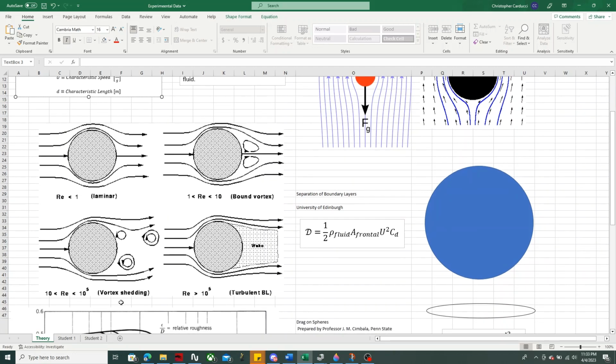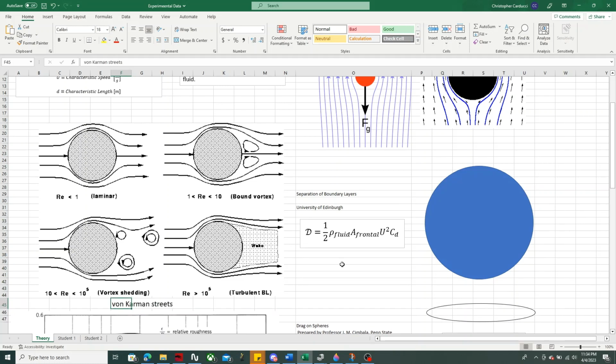Also, if you want to know something interesting, there's something called, I think it's called von Karman streets. Yeah, there's how you spell it. It's a really cool GIF. Anyway, sorry for getting distracted.